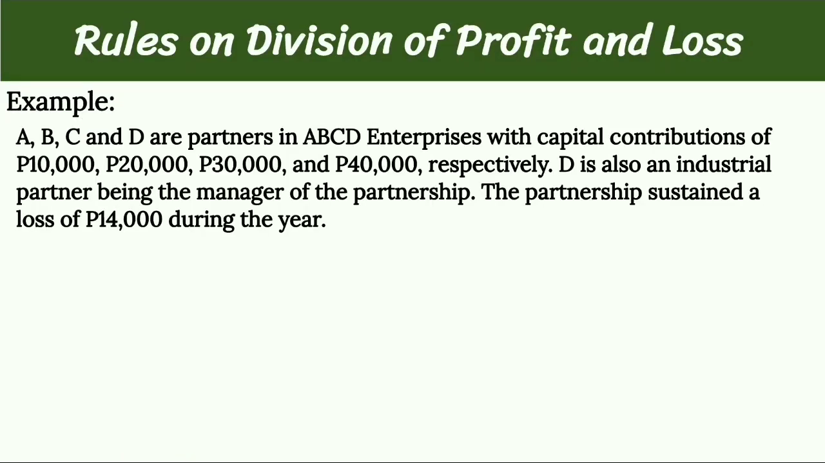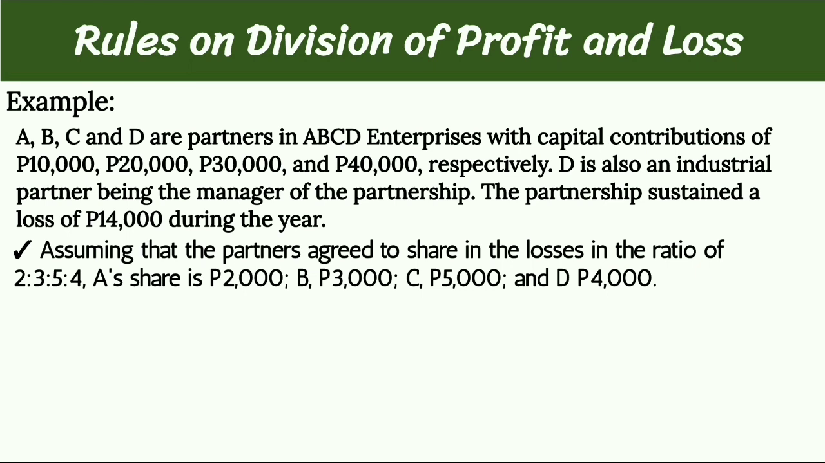A, B, C, and D are partners in A, B, C, D enterprises with capital contributions of 10,000 pesos, 20,000 pesos, 30,000 pesos, and 40,000 pesos, respectively. D is also an industrial partner, being the manager of the partnership. The partnership sustained a loss of 14,000 pesos during the year. Assuming that the partners agreed to share in the losses in the ratio of 2 to 3 to 5 to 4, A's share is 2,000 pesos, B 3,000 pesos, C 5,000 pesos, and D 4,000 pesos.